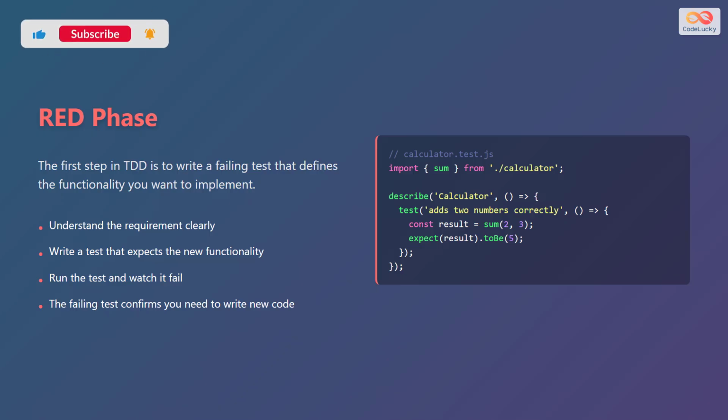Here's an example using JavaScript. First, import the function you want to test. Then describe what you are testing. Finally, define the input and expected output.